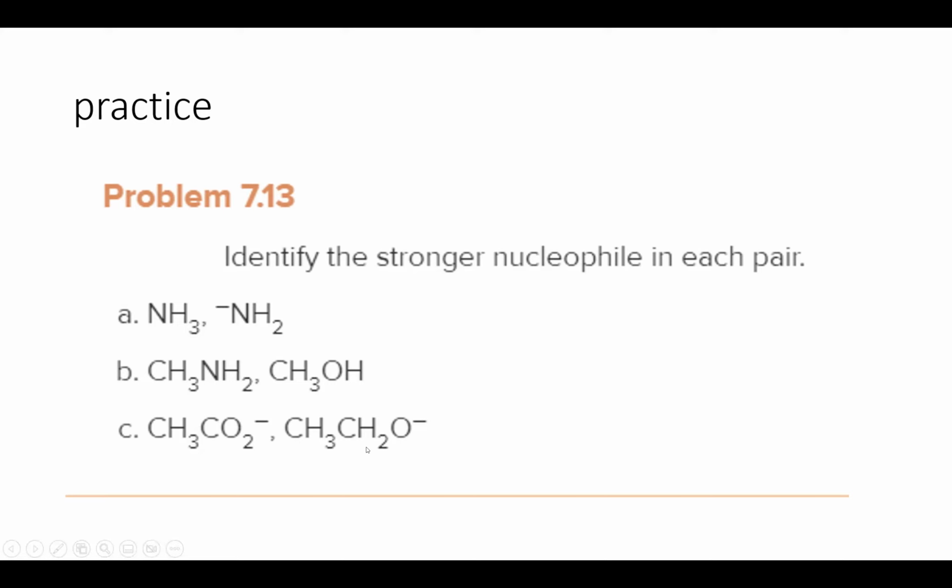Oh, hold up. I'm so sorry. I did not see that one was CO2 and the other was just oxygen. So acetate is going to be the left. On the right is actually ethoxide, which is going to be stronger than acetate. I wasn't careful. So then it's going to be right, left, right. So A, right, B, left, C, right.